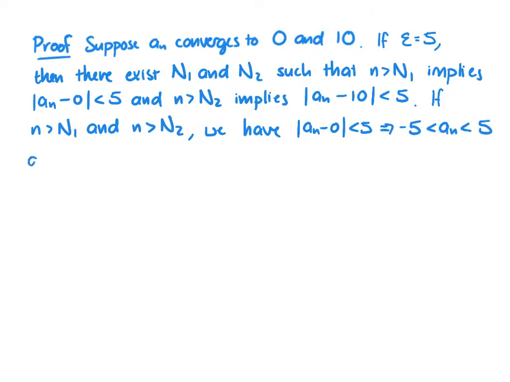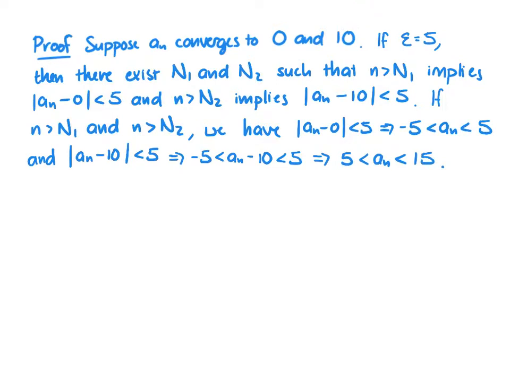Okay, and we have |a_n - 10| is less than 5. So what does this imply? This means that -5 is less than a_n - 10, which is less than 5. Now add 10 to all the parts. So we get 5 is less than a_n is less than 15. All right, so this is the problem. There are two intervals that do not overlap, that a_n is supposed to be in both at this point. So that's not possible.